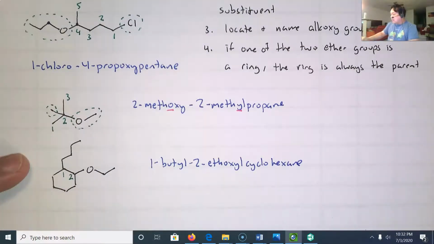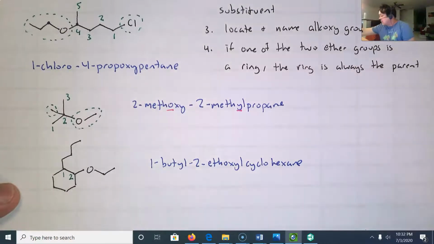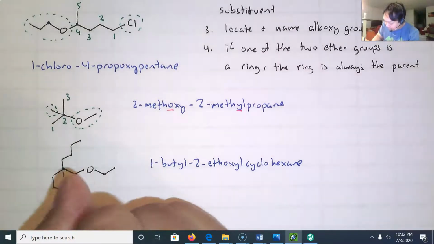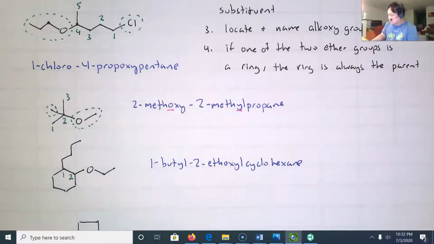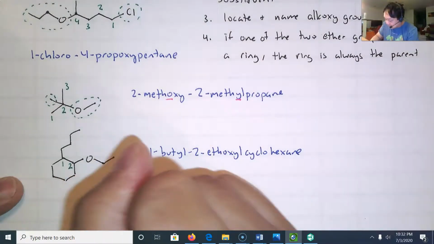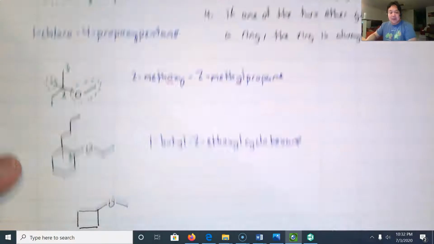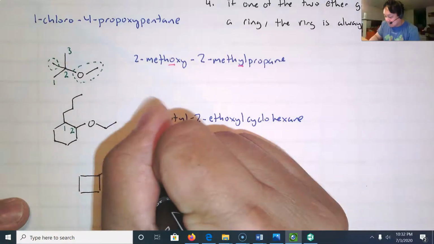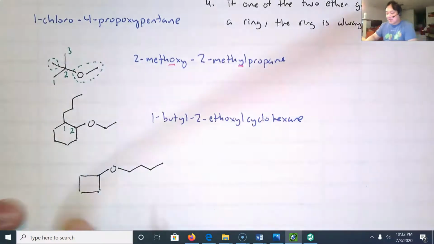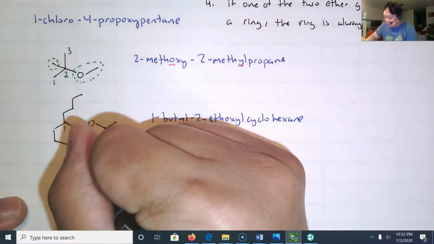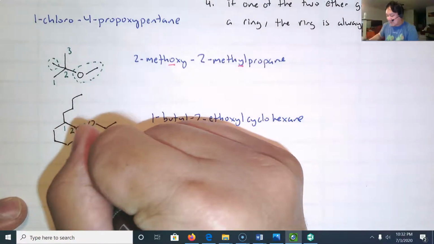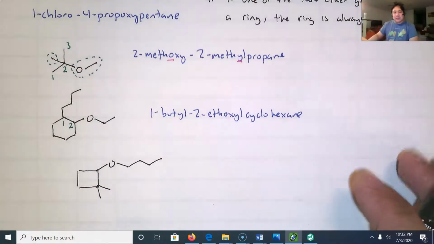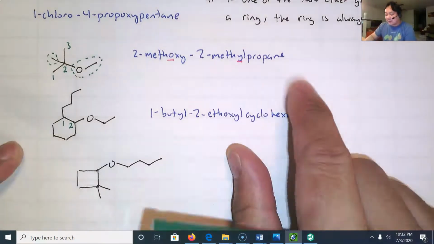Okay. Now, if we had something like this, square. Oh, how about this? Let me just do this right. Let's do a bigger chain. And how about that? We have a ring. The ring is always the parent when it's an ether.